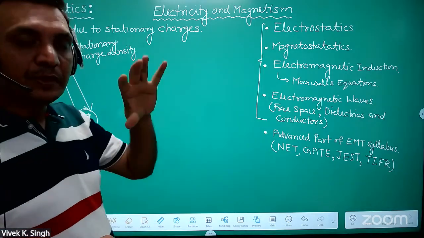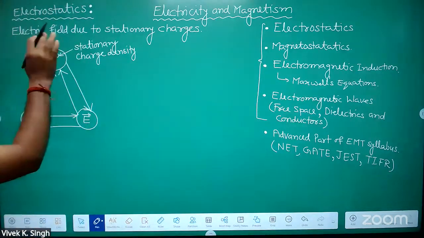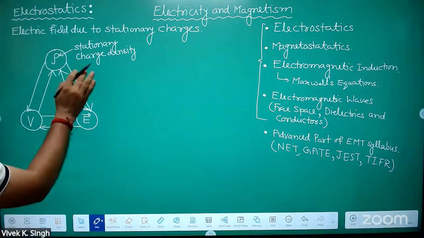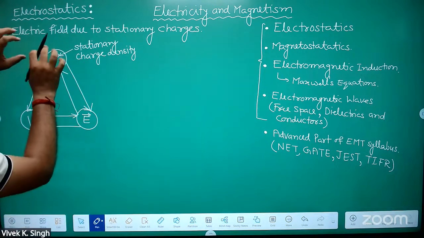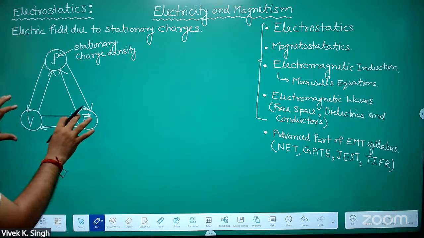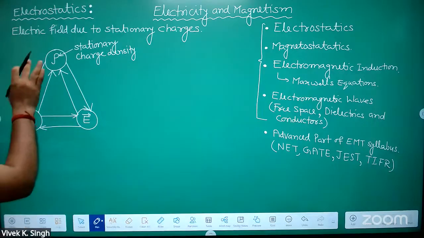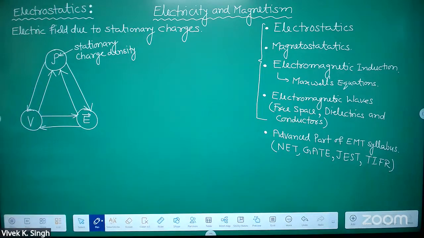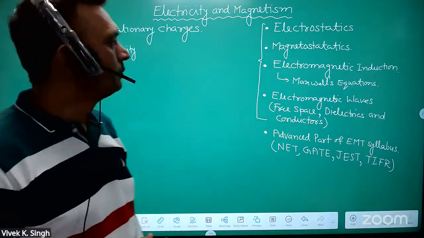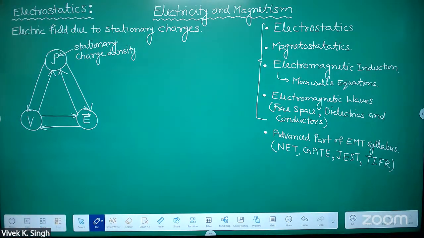So I have summarized what we are going to do in electrostatics. We are going to relate all these things: stationary charge, electric field, potential. One is given, you can find other. Is it clear? ठीक है? Yes, sir.